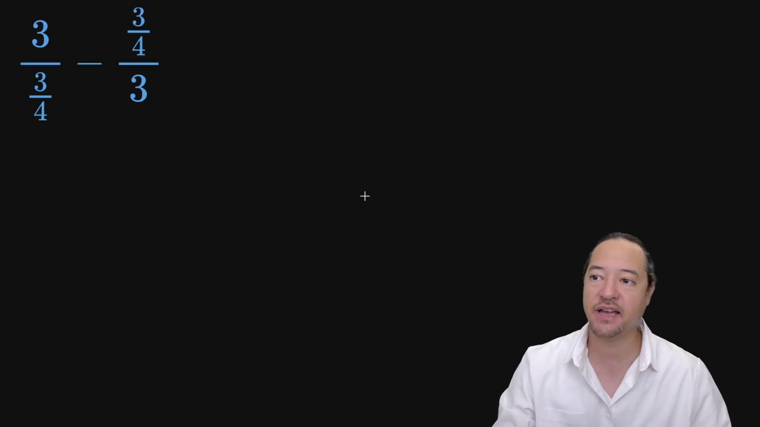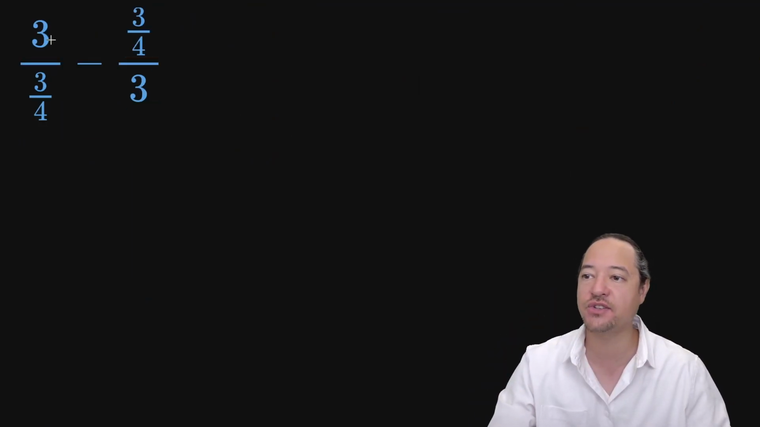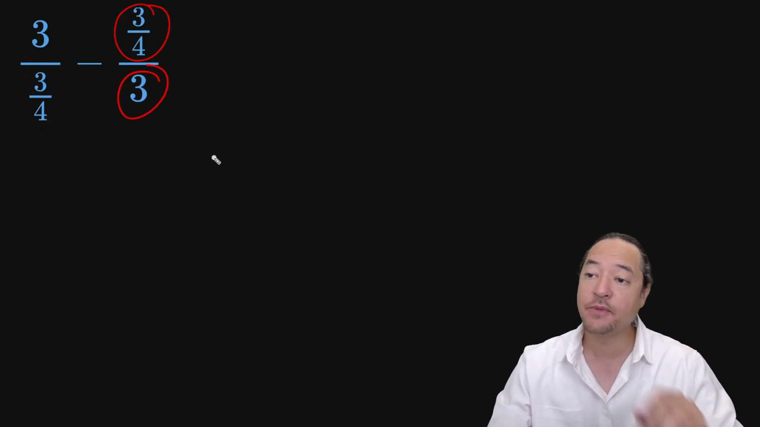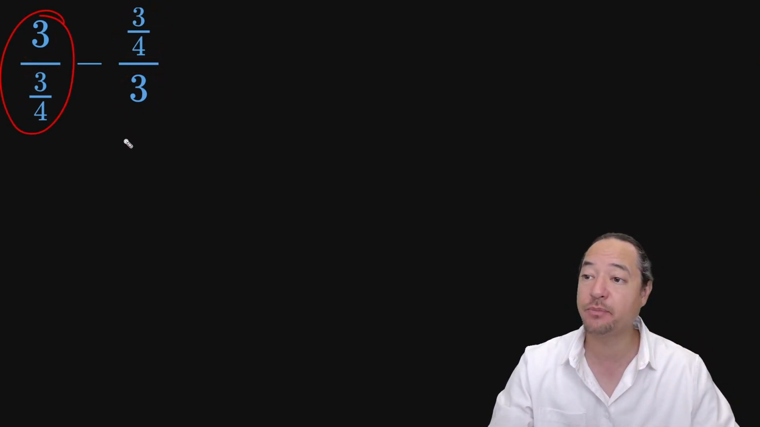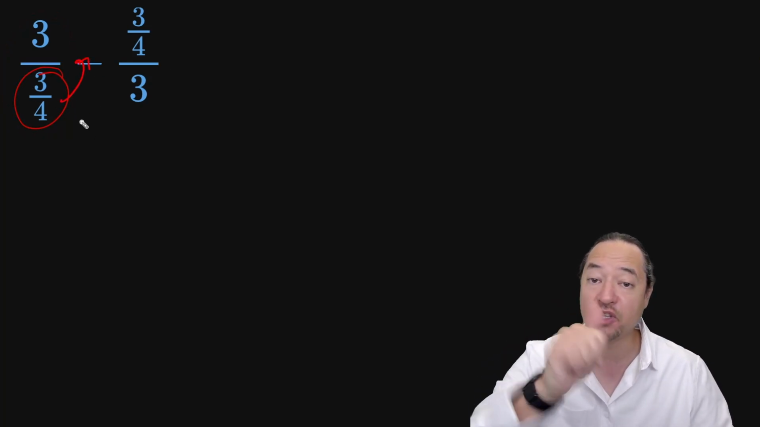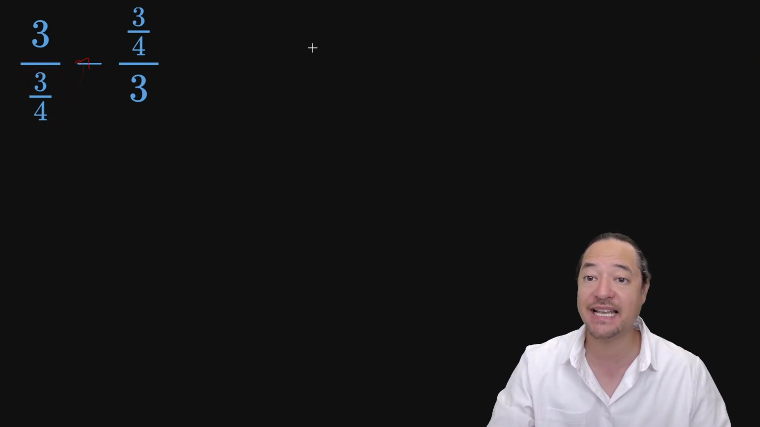So here I'm going to have these compound fractions, right? So I can think of this as essentially 3 divided by 3/4. It can be 3/4 divided by 3. Okay, so how do I do this? I'm going to transform this division into multiplication, right? So I'm going to take this denominator and take it up and then multiply by the reciprocal, right? That's the idea here.